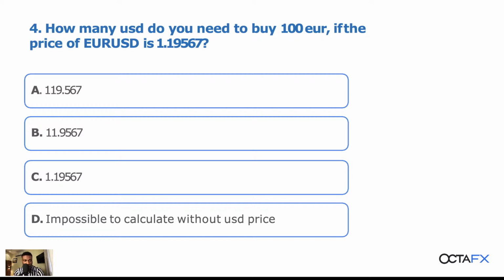Number 4 is, how many US dollars do you need to buy 100 euro if the price of EUR/USD is 1.19567? A, 119.567. B, 11.9567. C, 1.19567. And D, impossible to calculate without USD price. Only one of these options can be correct. Let us see which one it is.